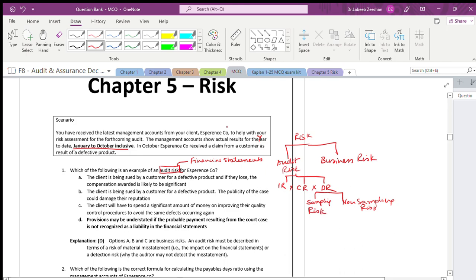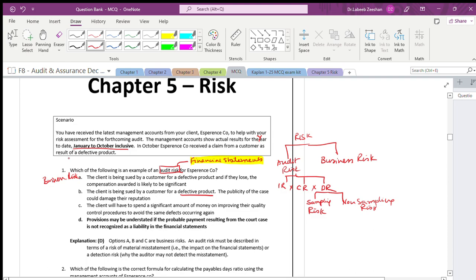The client is being sued by the customer for defective products, and if they lose, the compensation awarded is in no way related to the financial statements. You have to focus on what is related to the financial statements only. That is related to audit risk. This is the business risk. A client being sued by the customer for a defective product: we are not talking of the financial statement.